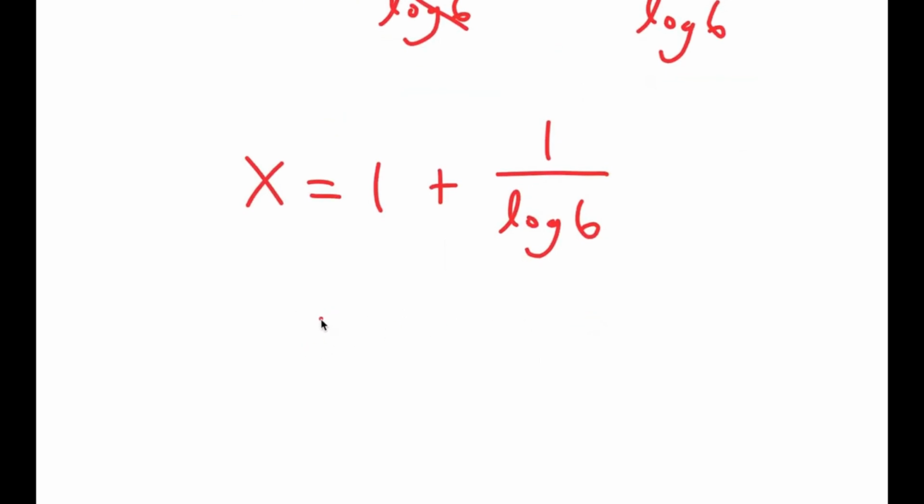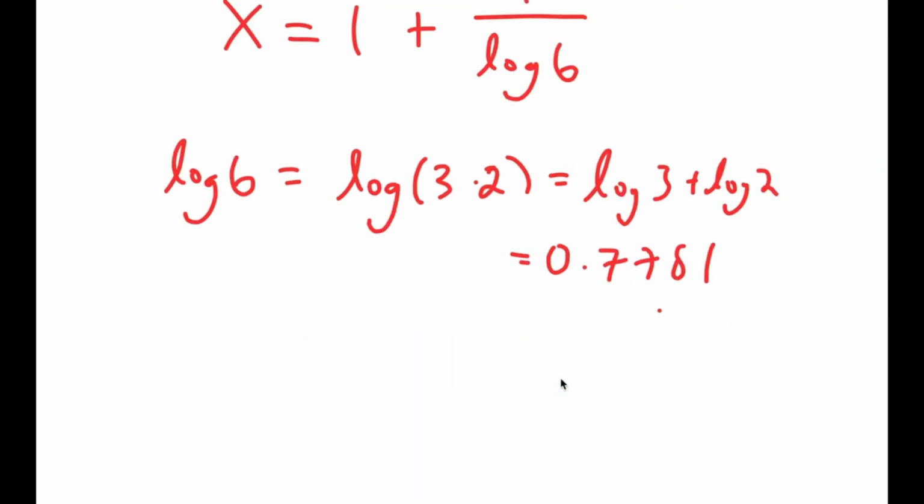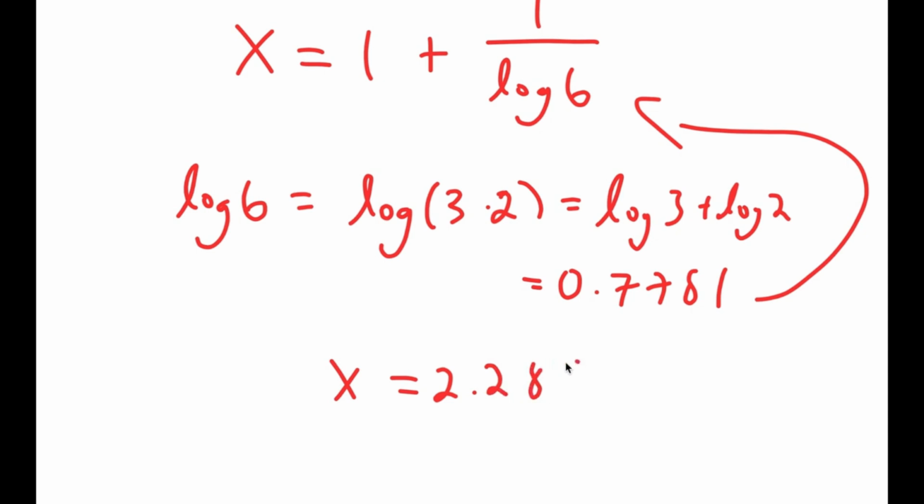And if you guys didn't already know, log 6 is equal to log 3 times 2, which is equal to log 3 plus log 2, which is equal to 0.7781. So if I plug this in for log 6, I am left with x equals 2.2852.